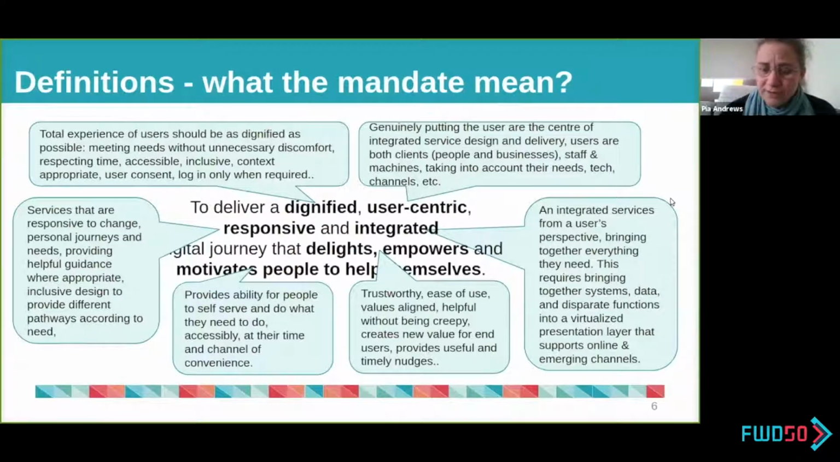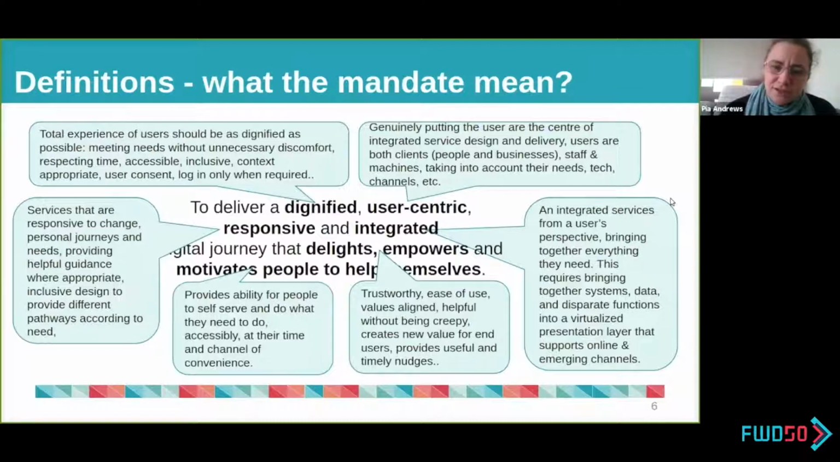Dignified is critical, and dignified and delight are probably the two that really jump out at you. Dignified is about not just understanding your users, but respecting them. Not just trying to make a good user experience, but making one that is inclusive, that has minimal unnecessary discomfort, that respects their time, that actually respects their being in control of the service that they're getting from their government, from their public sector.